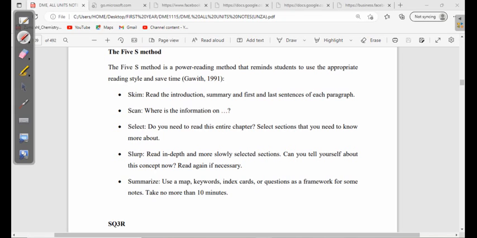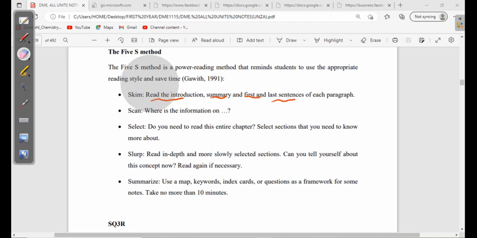And then the other strategy is the 5S. Please, you need to know this and don't swap them. The 5S: the first S is skim, then scan, then select, then slap, then summarize. These are the 5 S's. Now, we already know what skim is because we looked at that in the previous video. To skim is just to read the introduction, summary, the first sentence, and also the last sentence of each paragraph. That is basically to skim.